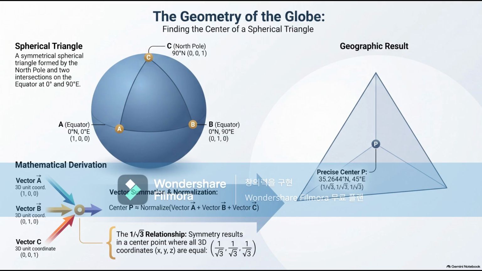But okay, the math and the 3D vectors are fascinating, but I don't want to leave this hanging in the abstract. Sure. I want to know where this point actually exists in the real world. Like if you were to parachute down to exactly 35.264 degrees north and 45 degrees east, where are your boots hitting the ground? Well, if we take those precise coordinates and drop a red pin on a physical map, we land right in the Middle East. And here's where it gets really interesting. What is actually at the exact center of this massive triangle?